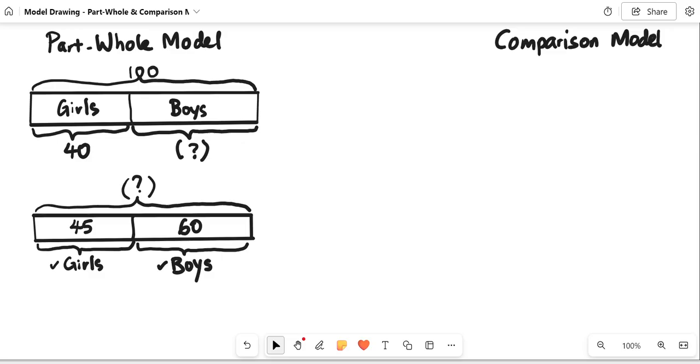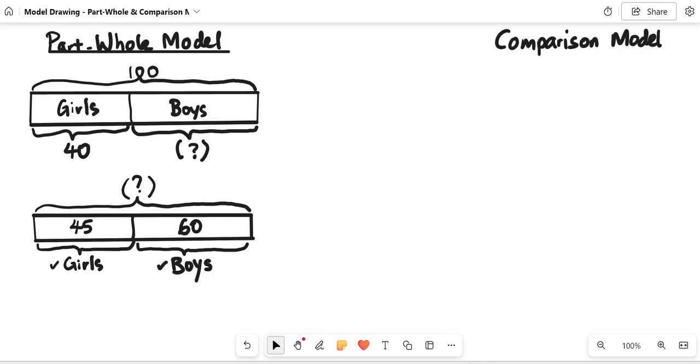So these two are both part whole model. Okay, you can be given the whole to find the part, or you could be given two parts to find the whole. And as they progress, they might be given three parts or even more. Right, so this is the part whole model.